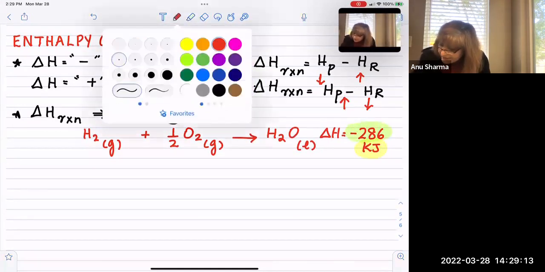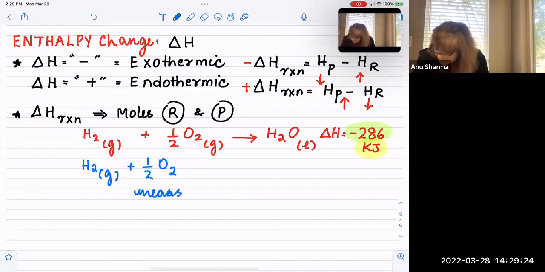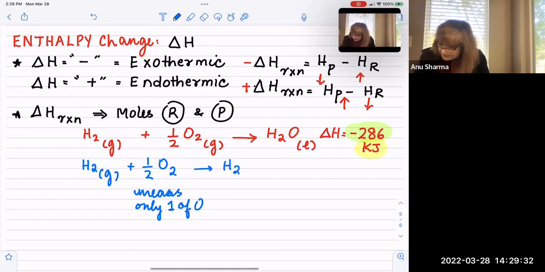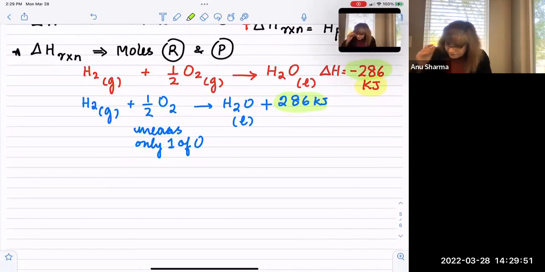So another way you can write this reaction is H2 as a gas reacting with half of O2. Half of O2 means only one oxygen is used in making the bonds with, in this case, H2O, which is in a liquid state, plus another way of writing it, 286 kilojoules of heat. So in this case, the heat is a part of the products.